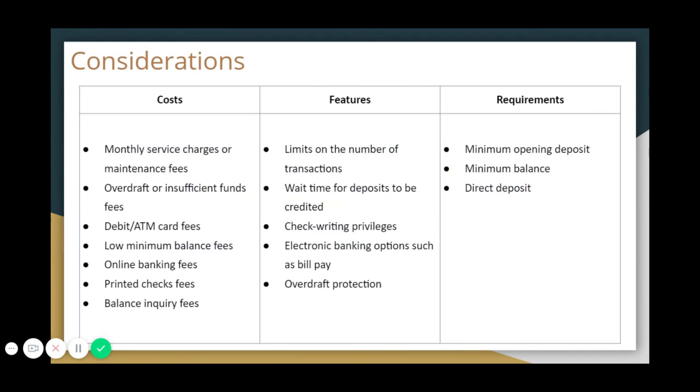Certain accounts will waive the monthly service charge or maintenance fee if you maintain a minimum balance. And finally, some checking accounts will waive fees if you have direct deposit, meaning your paycheck is set up to directly deposit into your checking account every pay period.